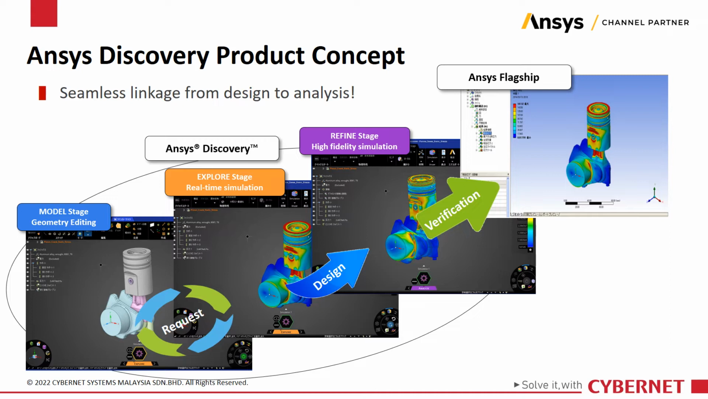In the model stage, you can create, add, and edit the shape of your product and then move them to the explore stage to simulate them in real time. In Discovery, the analysis results are calculated in a matter of a few seconds to tens of seconds. Finally, the refine stage is a high fidelity simulation stage that enables more accurate results using ANSYS flagship solvers. You can use them seamlessly using the same user interface.